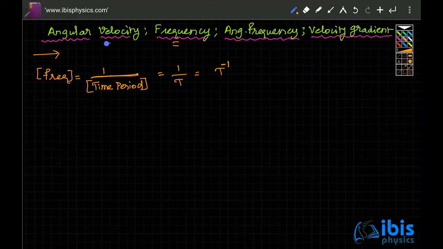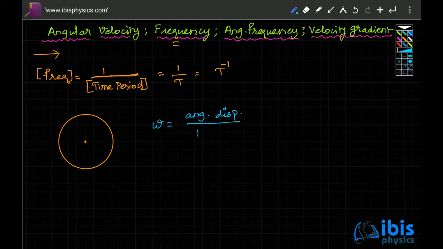Let me come to angular velocity. Through that, we'll see what angular frequency is. What is angular velocity? Suppose there is a circular track and a particle moves along a circular track. Like we define velocity as displacement by time, angular velocity is angular displacement by time. Angular velocity, which is referred to by the letter omega, is angular displacement by time taken.